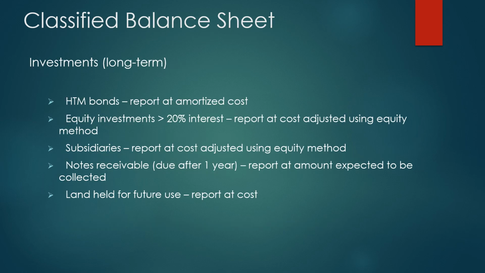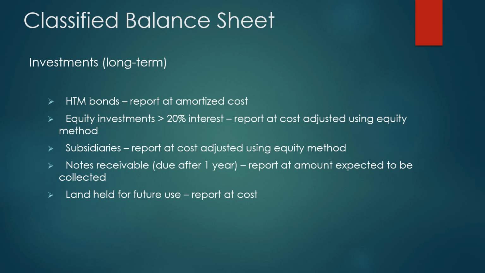The next category is investments. Included in the investments category would be HTM bonds, which would be reported at amortized cost. If we have an equity investment that's greater than 20%, we're typically going to use the equity method and report them at cost adjusted using the equity method, which means we're going to increase it by our share of their income, decrease it by our share of the dividends. If a company has subsidiaries, meaning they have an investment in a company that's greater than 50%, typically that is also going to be reported at cost adjusted using the equity method.